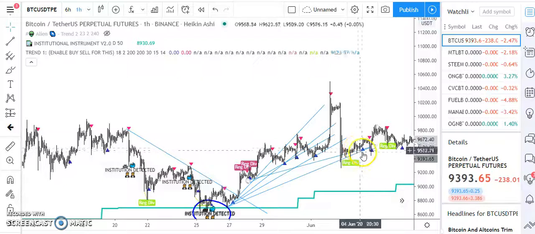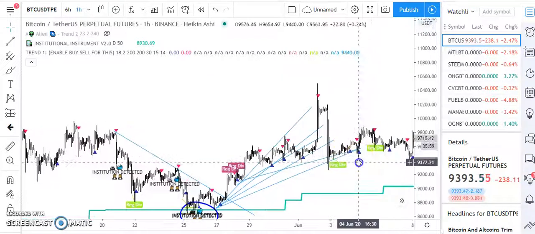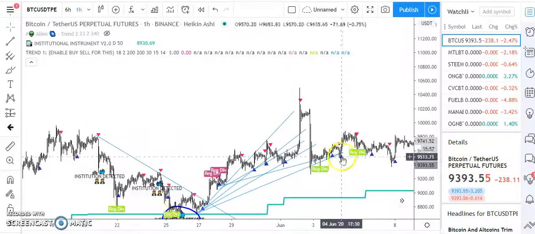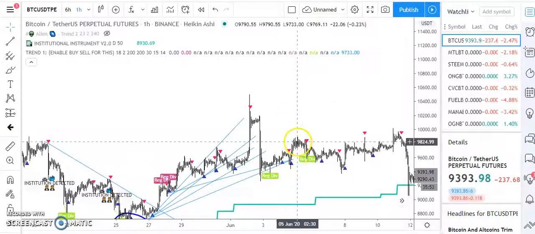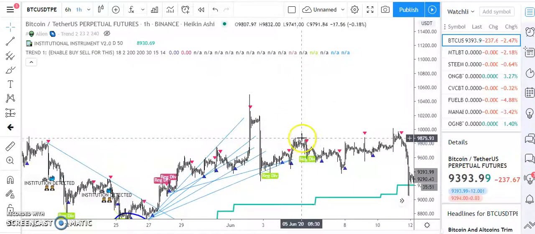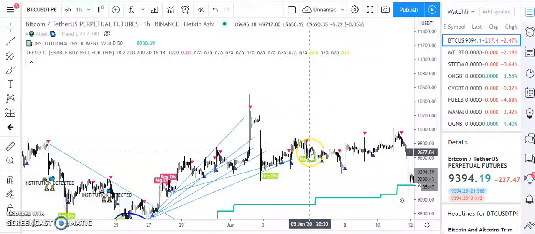Okay, so I got a buy signal. I got two buy signals. So what I should do is just long it with this confidence. Okay, so I just longed it. You can see again the market rose. Again it found a resistance here, and it came down.